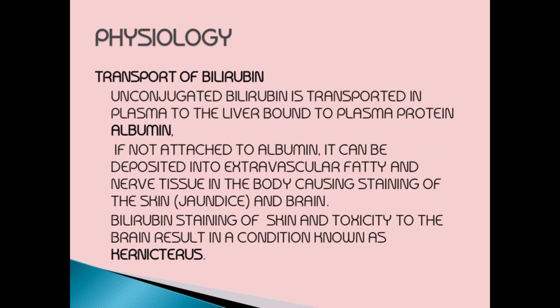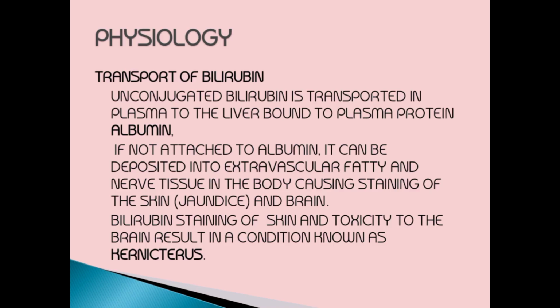So now let's look at the transport of bilirubin. Unconjugated bilirubin is transported in the plasma to the liver, bound to the plasma protein albumin. When we said there is a breakdown of hemoglobin, the heme which is converted to unconjugated bilirubin is transported to the liver, where it binds with the plasma protein, which is albumin.